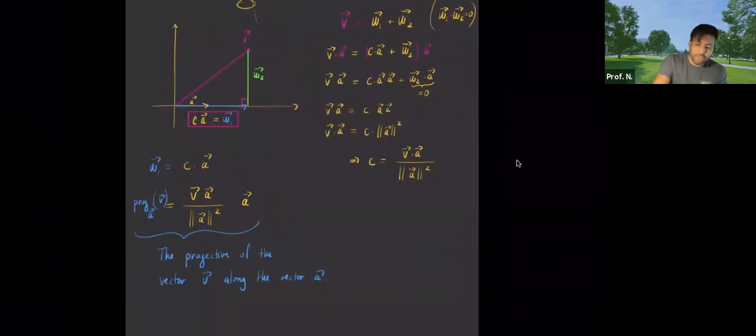So this is the formula that will be used to find the projection of any vector along any other vector. Okay, so we'll talk about that next time. We'll finish up with some examples of how to apply this formula.